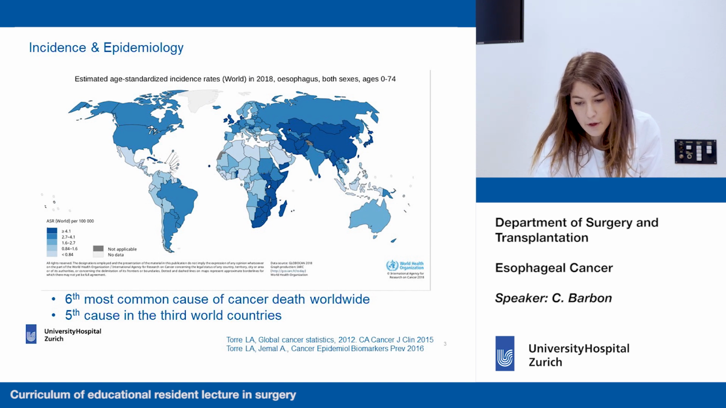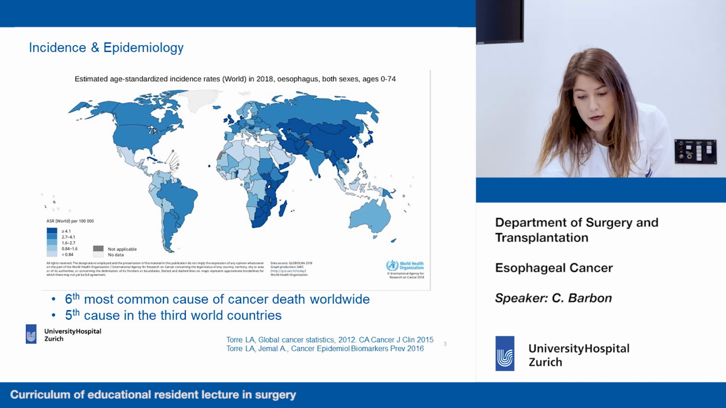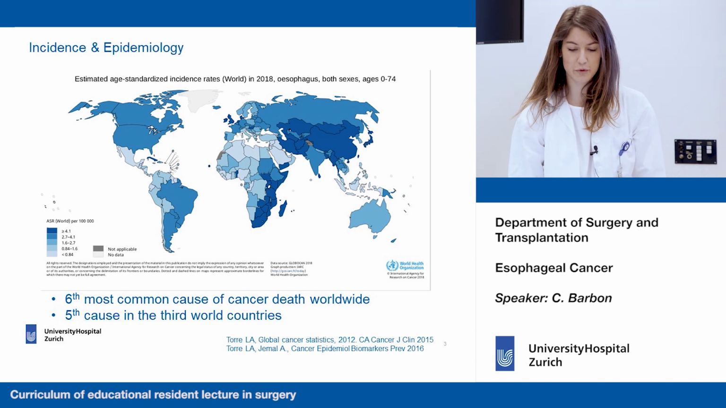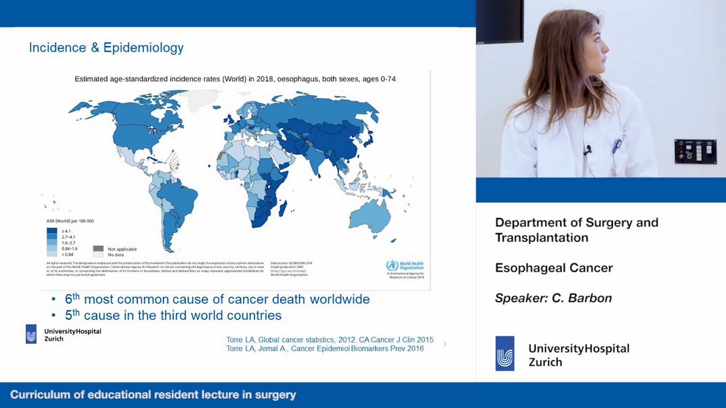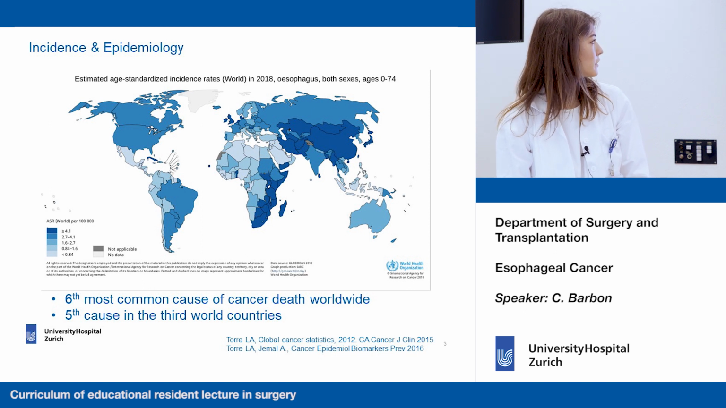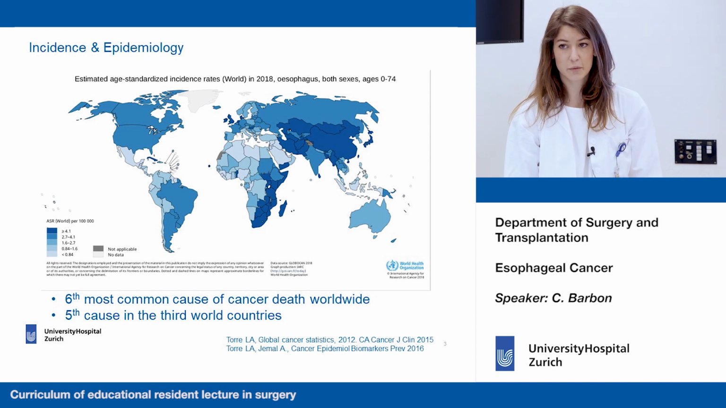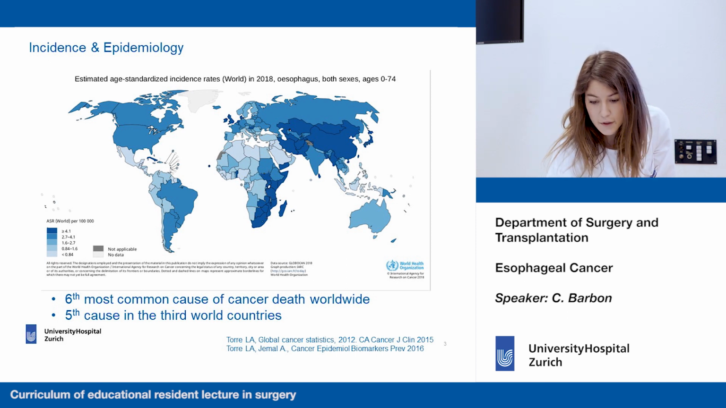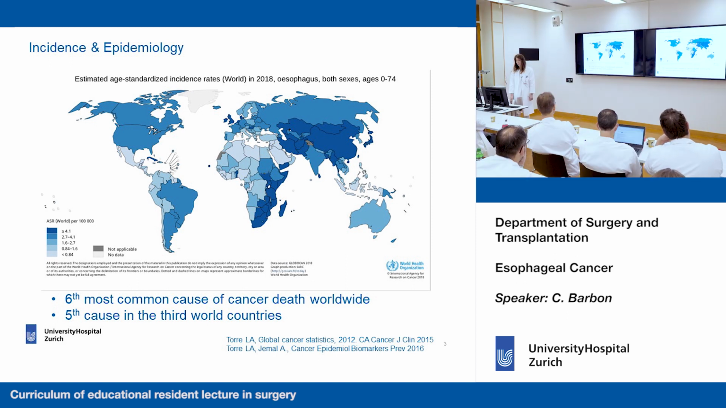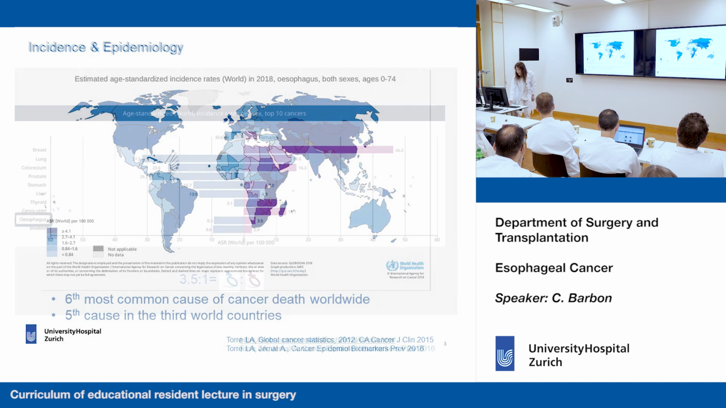So this is a map of the world of 2018. And as you can see, esophageal cancer is not distributed in the same way in the world. There is a higher incidence of esophageal cancer in South Africa and also in the Eastern world. And especially the area that goes from Iran to China, it's called the esophageal cancer belt, and this is because it has a very high incidence. The disease is the sixth most common cause of cancer death worldwide, but if we consider the third world countries, then it is at the fifth place. And this is because of the increased incidence that it has there.